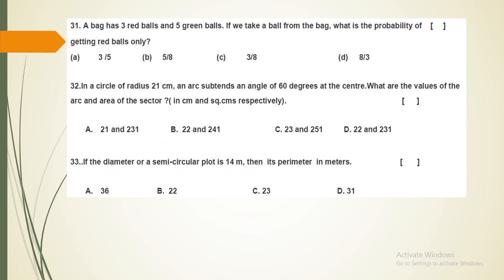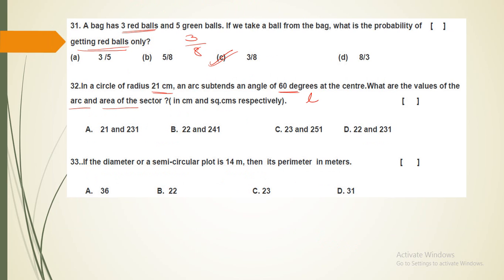Next, moving on to one more question. A bag has 3 red balls, 5 green balls. So the total number of balls is 8. Now what is he asking? Getting red balls only. Red balls means 3 out of 8. So the answer is 3 out of 8. In a circle of radius 21 centimeters, so the radius is 21 centimeters, an arc subtends an angle of 60 degrees at the center. What are the values of the arc and area of the sector?